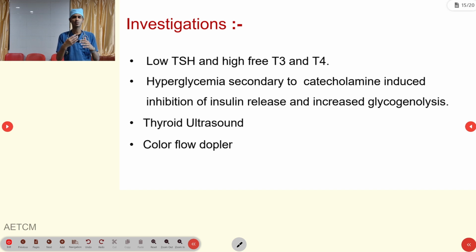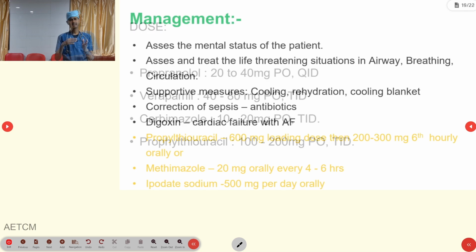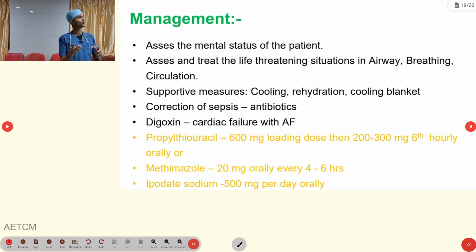So you have to work up with the glucose related things, postprandial, fasting blood sugar. Is there any other cause for the hyperglycemia, we have to work for that, which will happen in the in-hospital. Thyroid ultrasound also we can do, color flow Doppler also we can do, thyroid radioactive iodine uptake test. So that part also last time we explained, that also we can go for. So then next is how we are going to manage this hyperthyroidism.